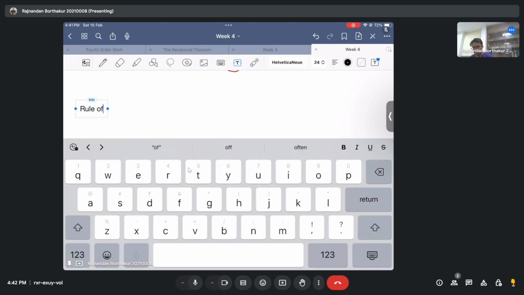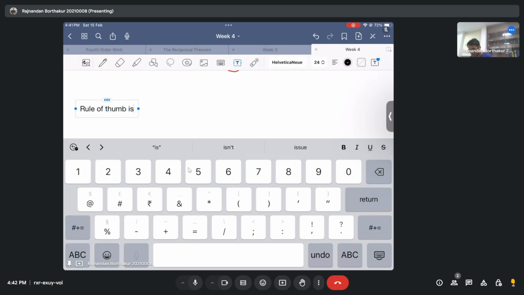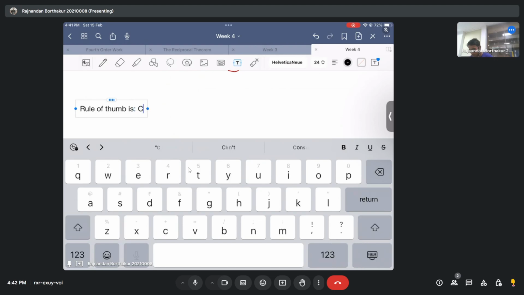The rule of thumb is, choose the smaller time scale. I hope you understand this.